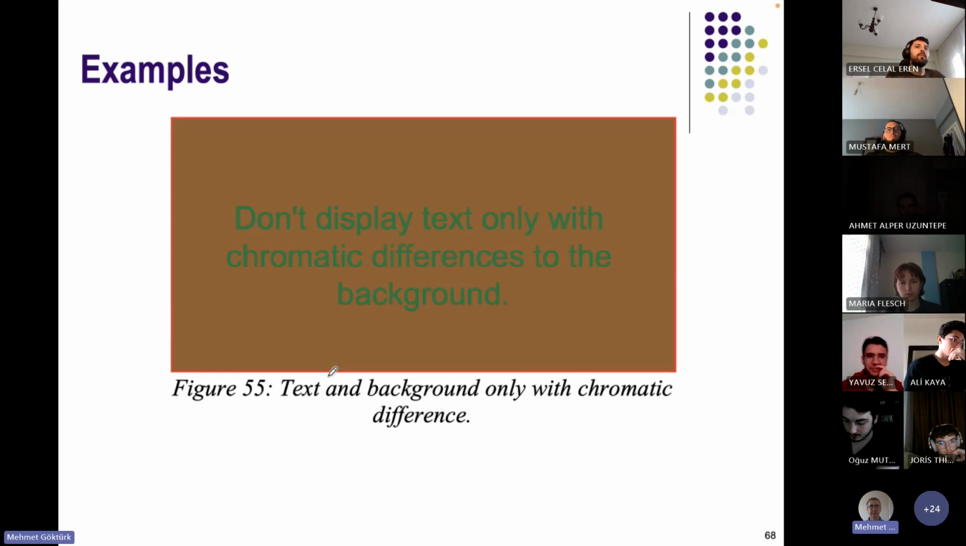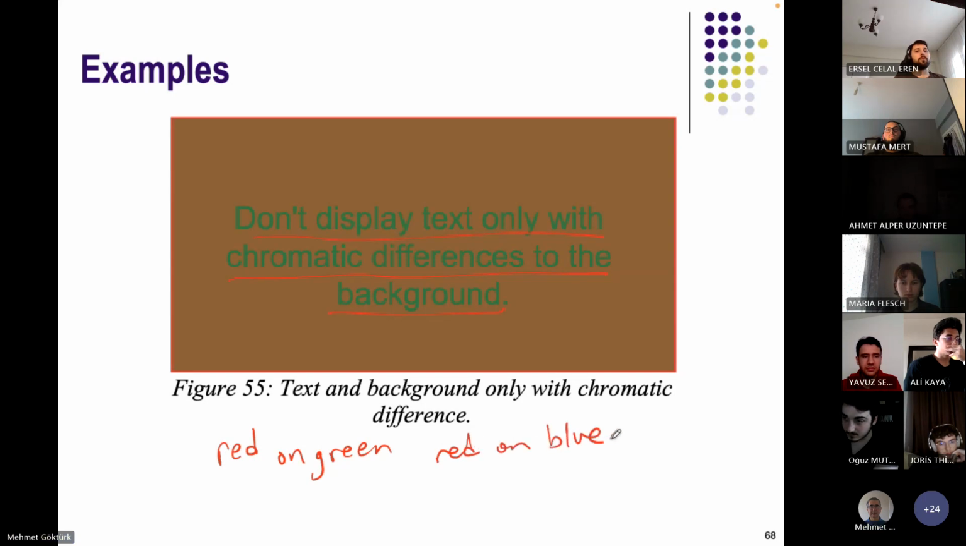This is the disaster. Some of you do this in the graduation projects. Please don't. Do not display text only with chromatic differences to the background. For example, red on green, red on blue, red or green on gray. Please don't. It might be readable, but it is very difficult.